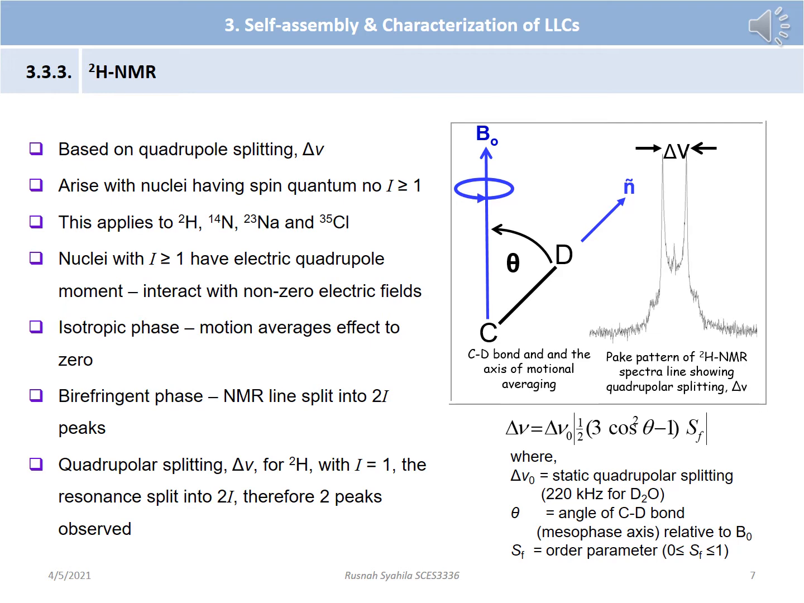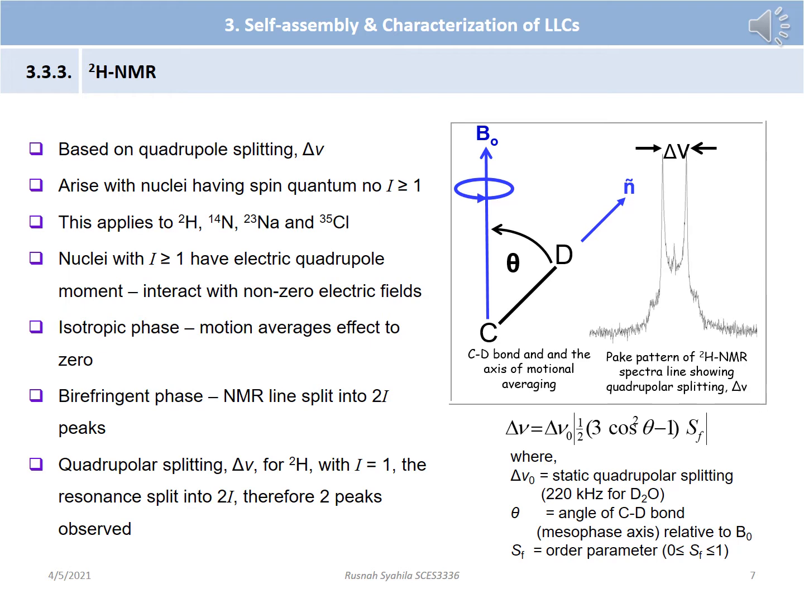Deuterium NMR spectra have allowed us to definitively locate and characterize the region where two liquid crystalline phases coexist. Quadrupolar effects arise with nuclei having spin quantum number I greater than or equal to 1. This applies to deuterium, nitrogen-14, sodium-23 and chlorine-35. Nuclei with I greater than or equal to 1 have an electric quadrupole moment and interact with non-zero electric field gradients. For isotropic phase, motion averages the effect to 0.